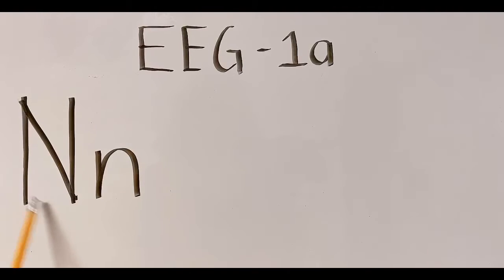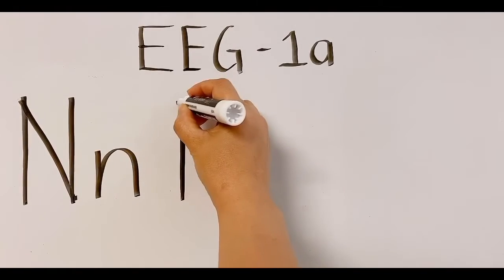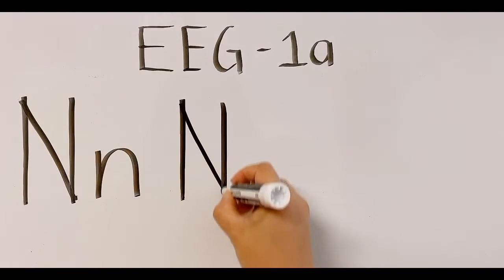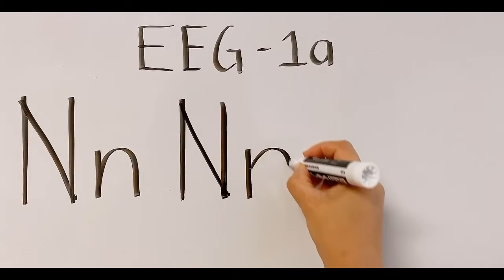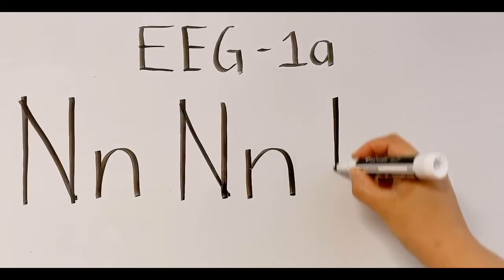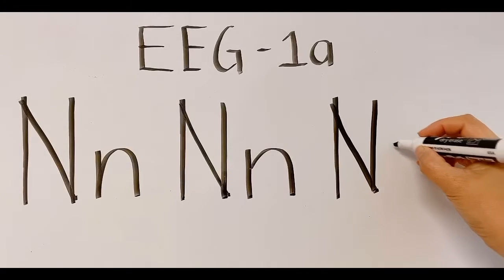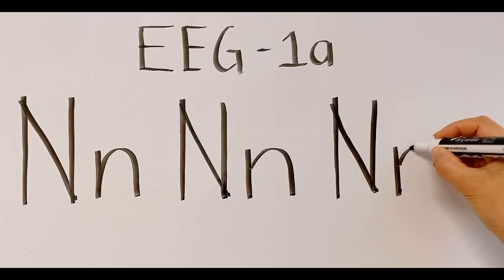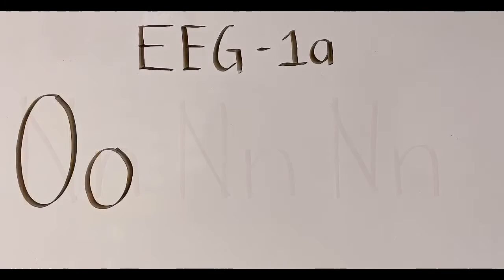Okay, next to M is N. Capital N, small n. That's right. Capital N and the small letter n. Again, capital N and the small letter n. Okay, good.